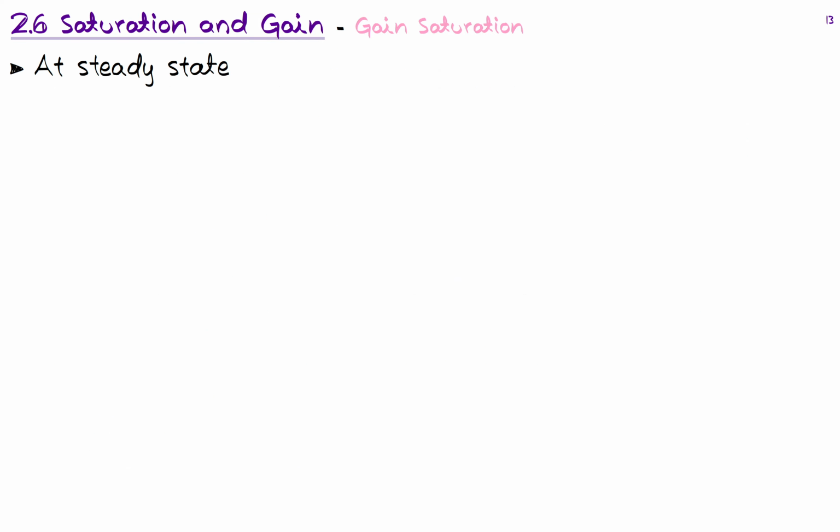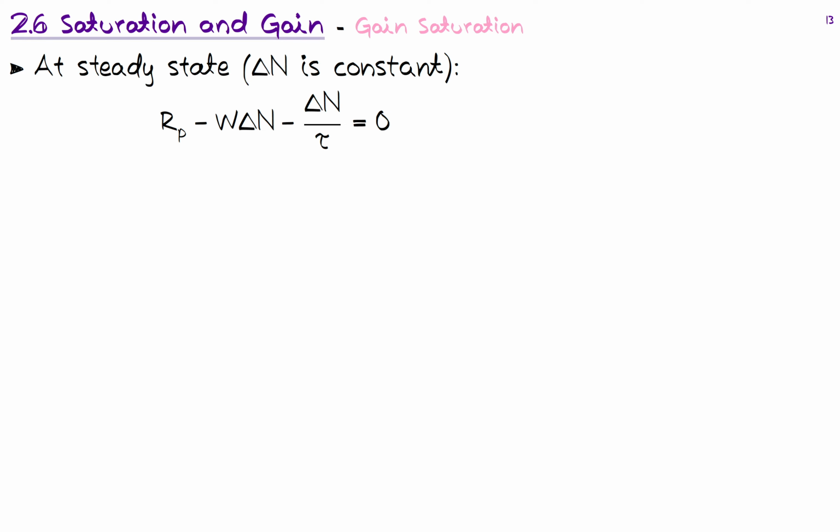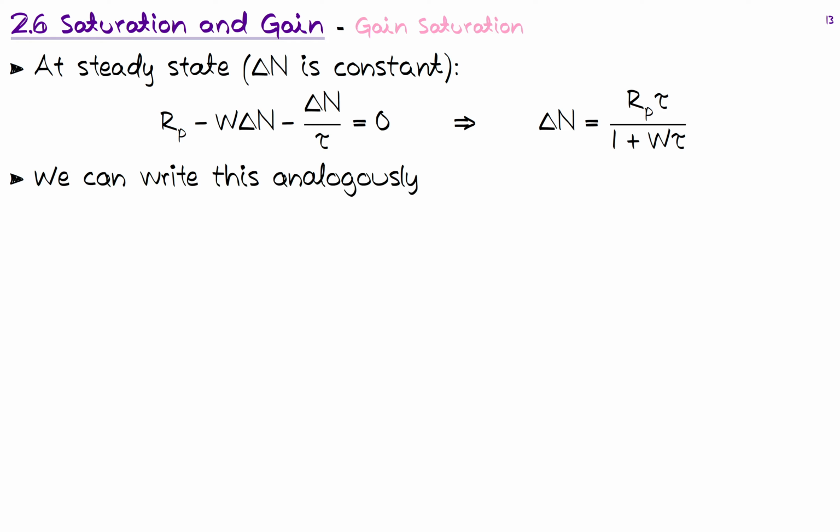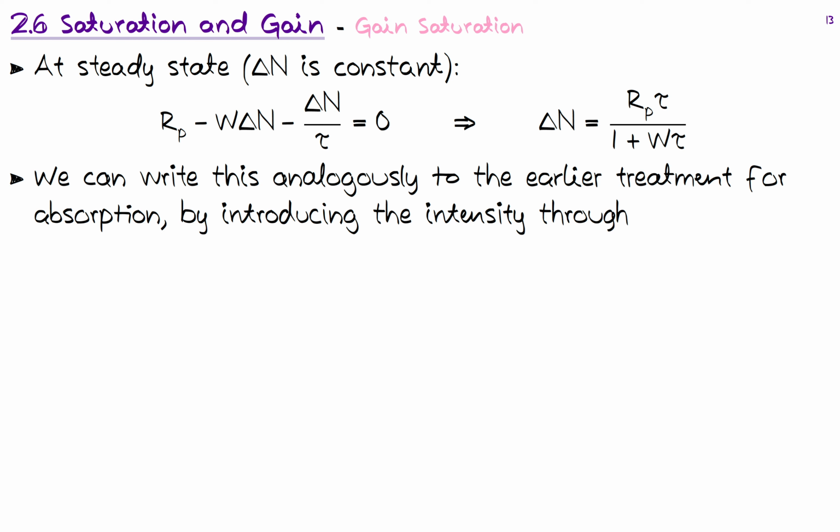Looking at the steady-state case, when the population inversion delta N is constant, we have Rp minus W delta N minus delta N divided by tau equals 0. That arises from the fact that under steady state, the time derivative of delta N equals 0. Then we can solve this with respect to the population inversion delta N, and we get this equation for delta N. We can write it, as in the previous case for absorption, by introducing the intensity through W equals sigma F.